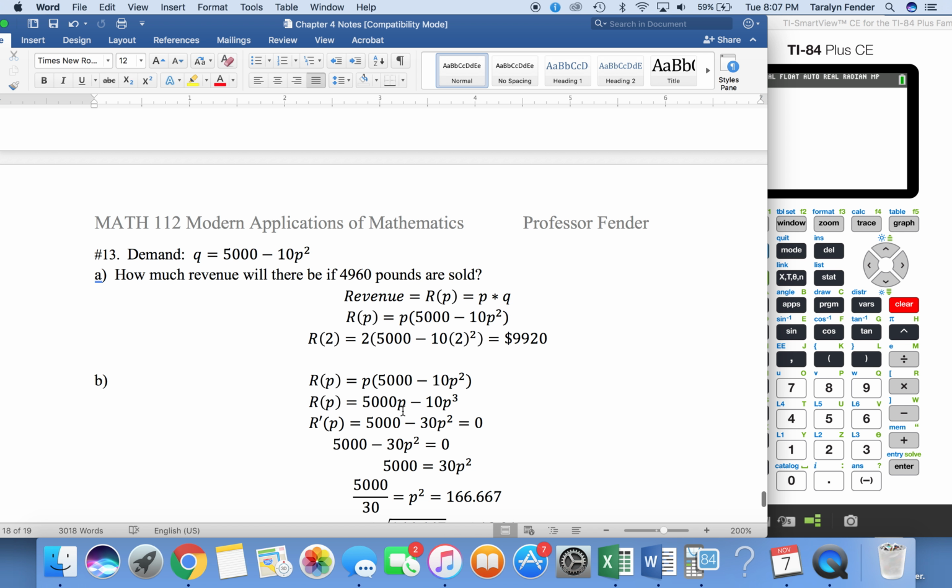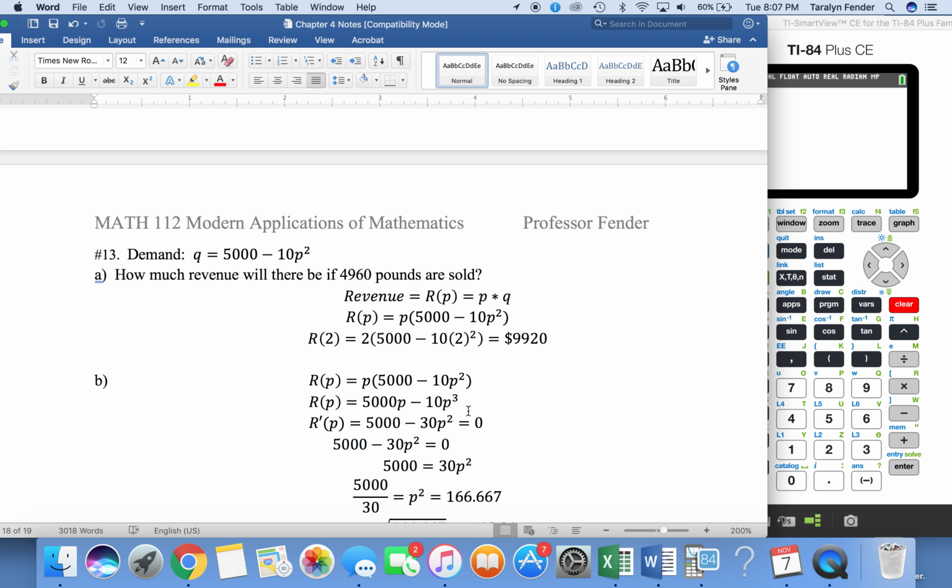Number 13, we have quantity Q is equal to 5,000 minus 10p squared. How much revenue will there be if 4,960 pounds are sold? Okay, revenue, remember, is price times quantity. Revenue of P is P times 5,000 minus 10p squared. Revenue of P would be $9,920.